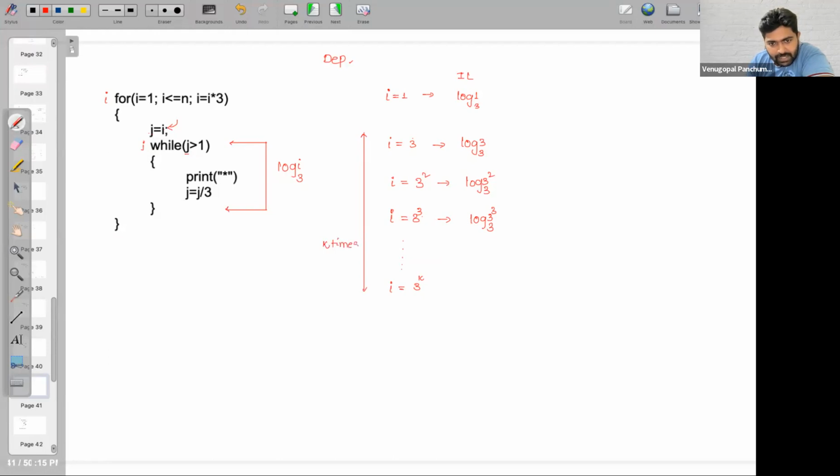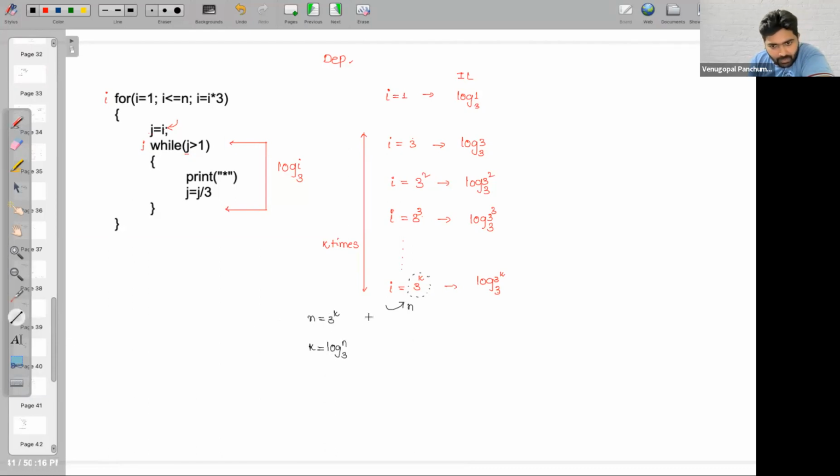Since it is running k times, here how much will it run? Log base 3 of 3 power k. Now, when will this loop stop, tell me. Obviously, if this value becomes n, then the loop will stop. So can I make n equal to 3 power k? Of course, you can. No problem. Now, what is the value of k? From this, you can get k is equal to log n base 3. We have already seen this also.